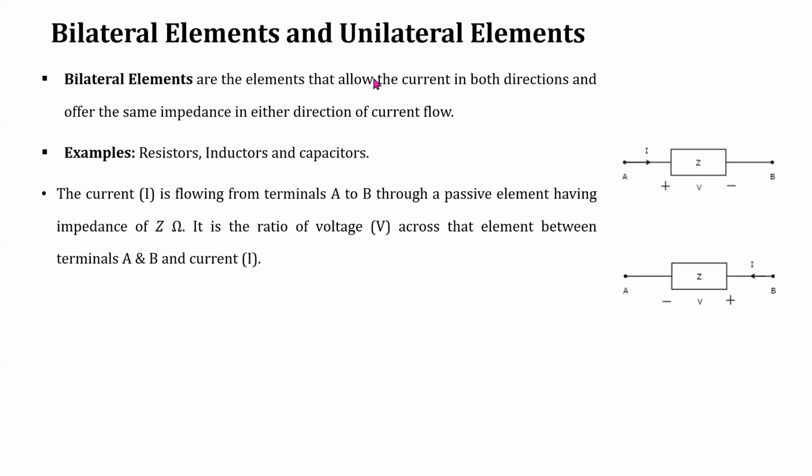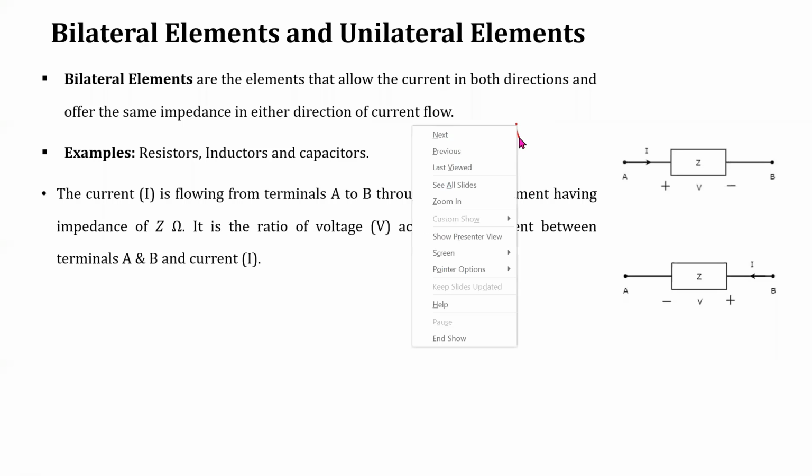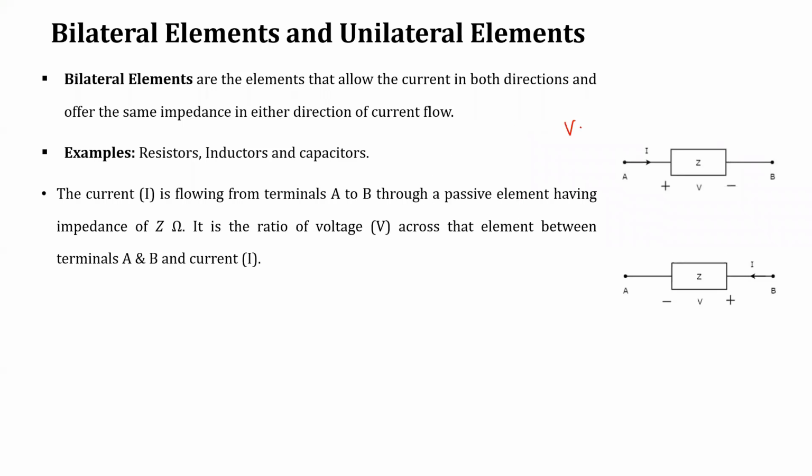Then let us explain this figure. The current I is flowing from terminals A to B through the passive element having an impedance of Z. What is Z? Using Ohm's law, V is equal to I into R. What is R here? R is V divided by I. So R can also be written as Z.